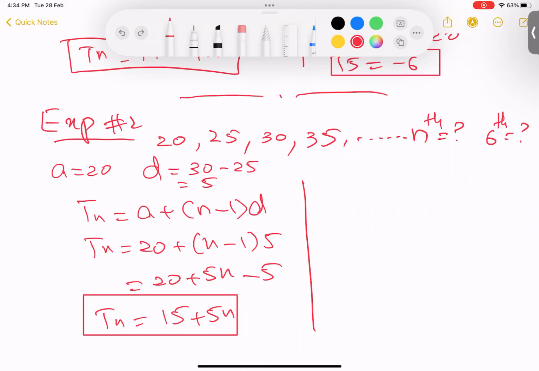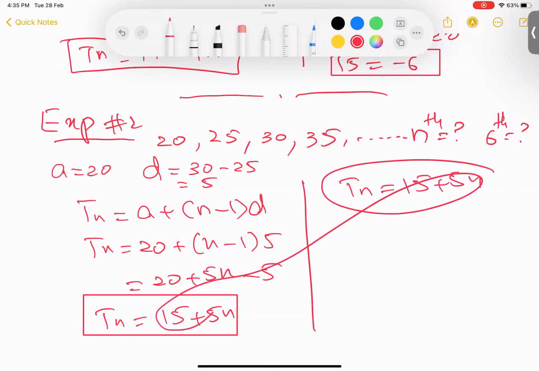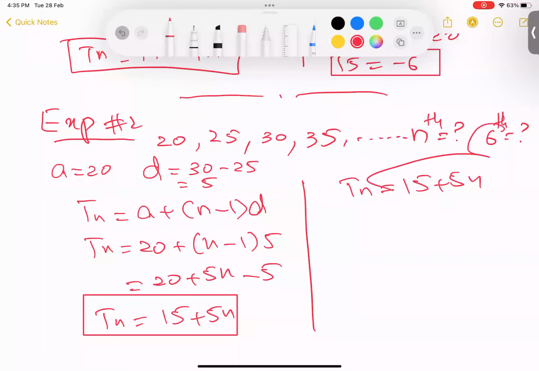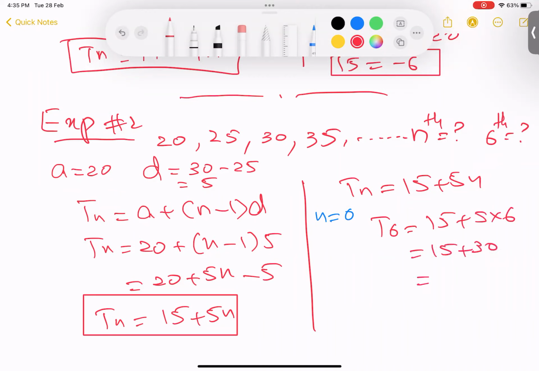Now, for example, I'm looking for what, students? For example, I'm looking for the sixth term. So what is the plan here? I will write first of all the formula which I got just now, and I will plug in 6 everywhere. So it means plug in n equal to 6. When I plug in 6 here, I get T6 equals 15 as it is, and 6 will come here. So 5 into 6, I get 30. So 15 plus 30, I get 45. And you want to check whether it's true or not.